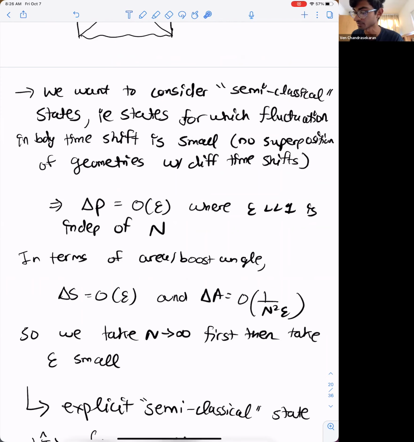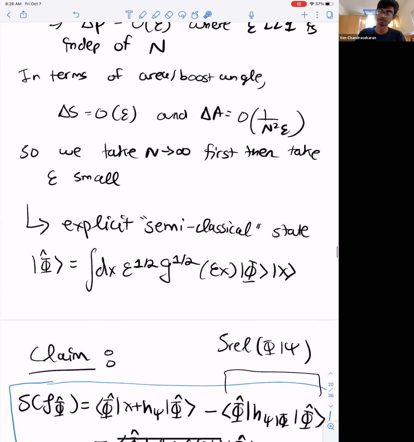So I'm going to restrict myself to cases where the fluctuation in the conjugate momentum is order epsilon, where epsilon is some small number that I'm tuning by hand. It's independent of n, it's just some small number. So I'm by hand restricting myself to these semi-classical states. So there are lots of states in this cross-product Hilbert space that we won't consider if we do this restriction, but these are the ones that we really care about. So we take n to infinity first, and then we take epsilon small.